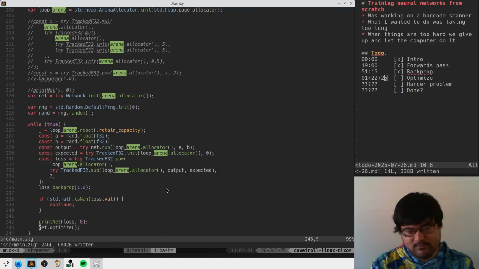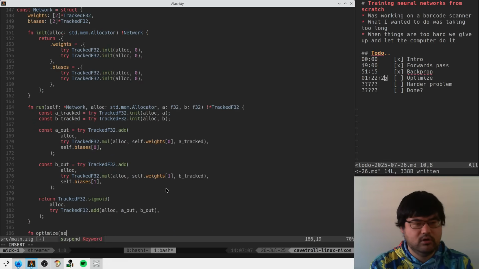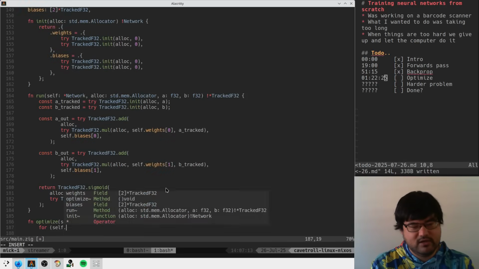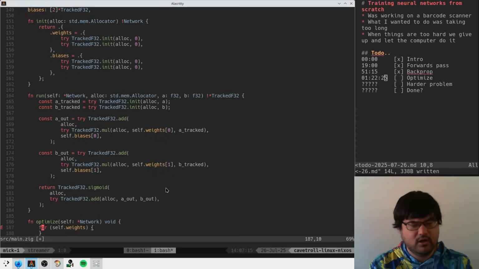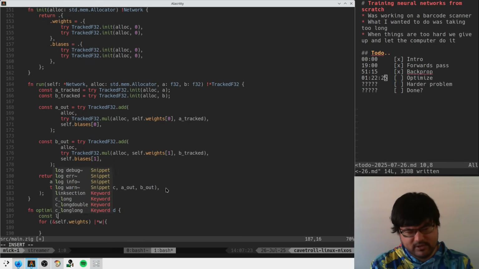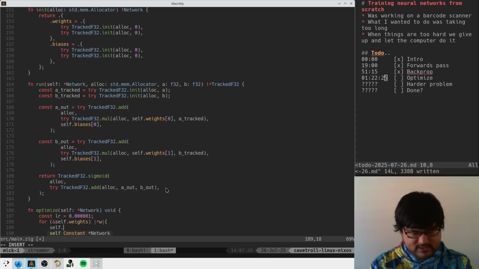Yeah, we net optimize. And here, I guess, for now, we will look at the self weights. Wait, I think we might have to put an ampersand here. Can we just say we have some learning rate, right? A really small number, to bump it a little bit in the right direction.